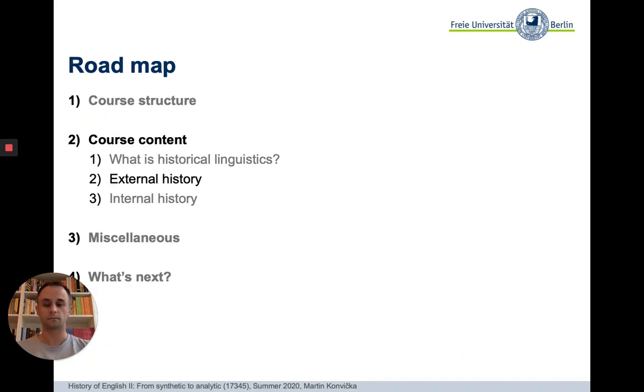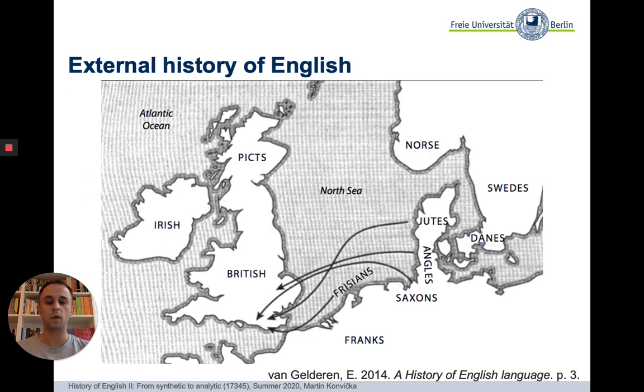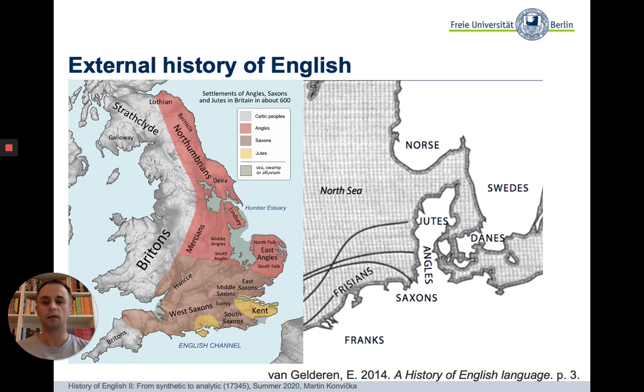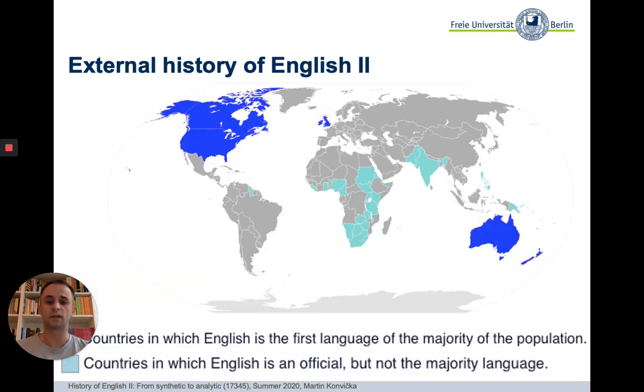Right. If we now have a look at external history, we are going to talk about how the Germanic tribes actually got to the British Isles. We're also going to talk about the different ethnic groups living on the British Isles and interacting with each other. So later on in this course, we're also going to discuss how the English-speaking communities actually colonize other parts of the world, and thus also bringing English to these parts of the world.